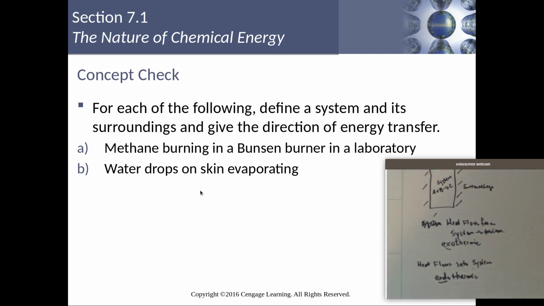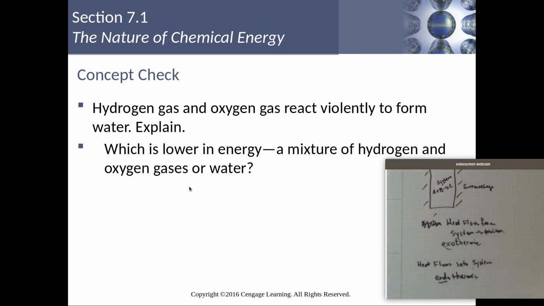For example, methane burning is clearly an exothermic process. The combustion of methane produces heat, light, and a lot of other things. And when water drops on skin evaporate, this is the process of evaporative cooling. Heat is flowing from you into the water droplet, leaving you to feel cooler. So it's exothermic for you and endothermic for the water droplet, I guess.